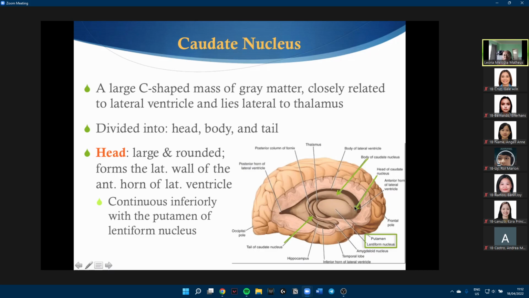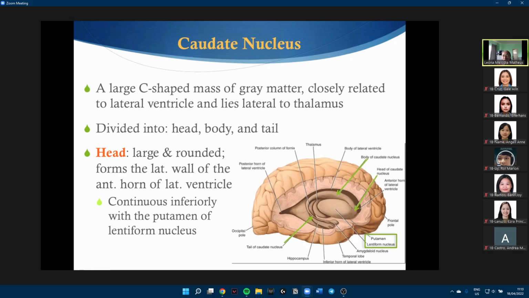Let's describe the head first. The head, as you can see here, is large and rounded, and it's said to form the lateral wall of the anterior horn of the lateral ventricle. So again, this is the lateral ventricle. As you well know, it has several horns, 3 horns, and a body. So this part here is of course the anterior horn, as identified here. So the head of the caudate is found lateral to your anterior horn of the lateral ventricle.